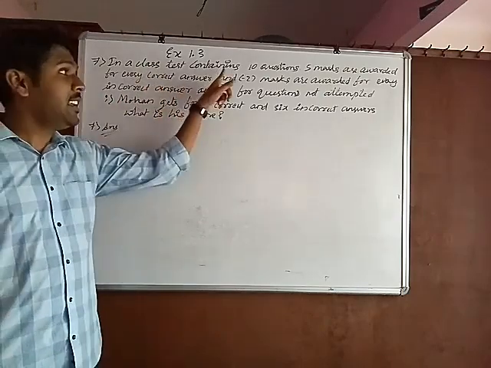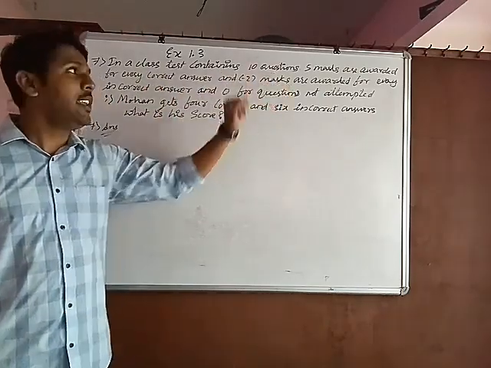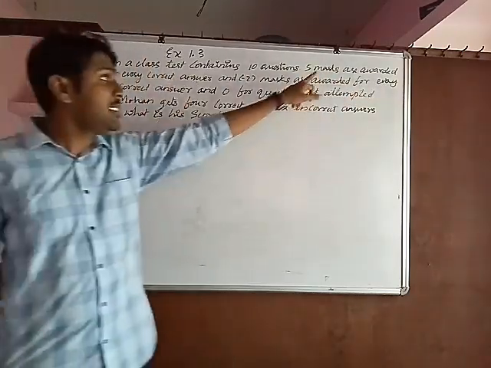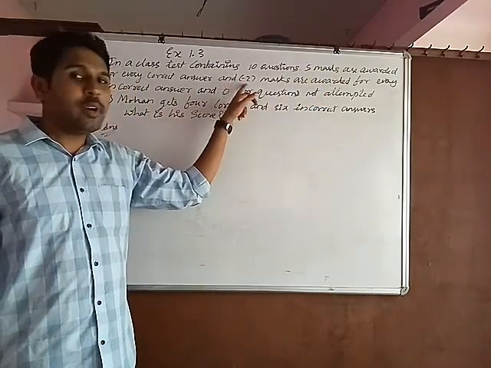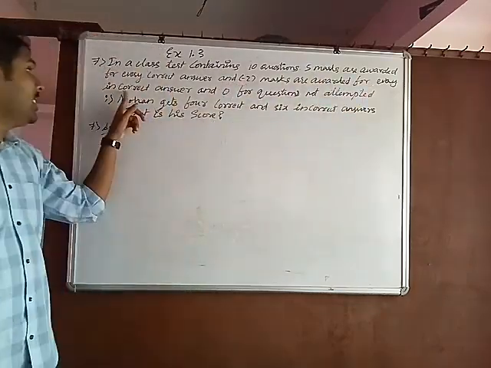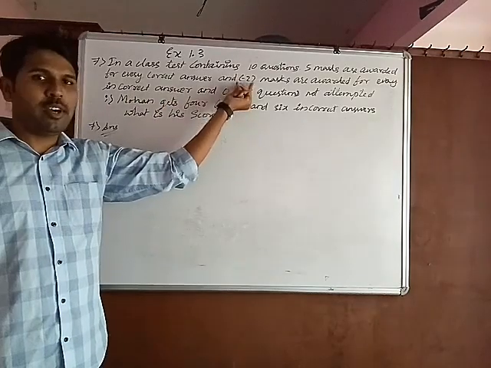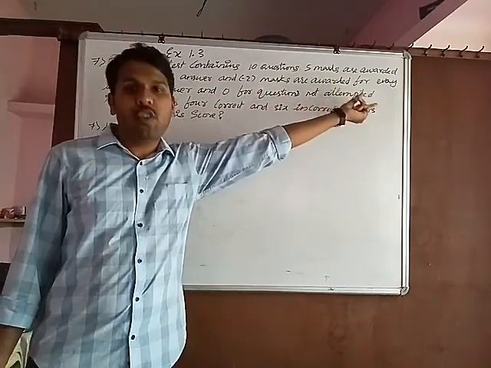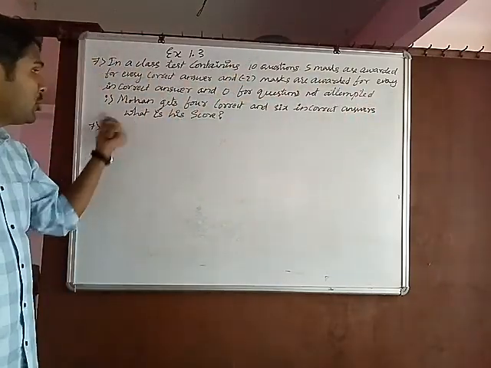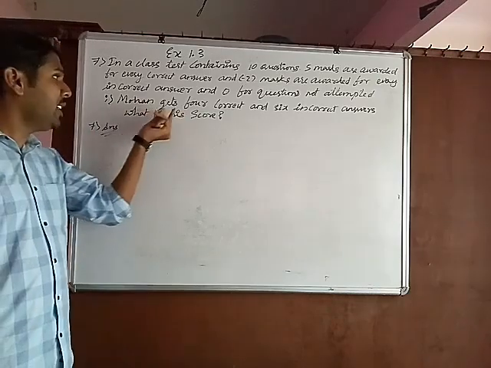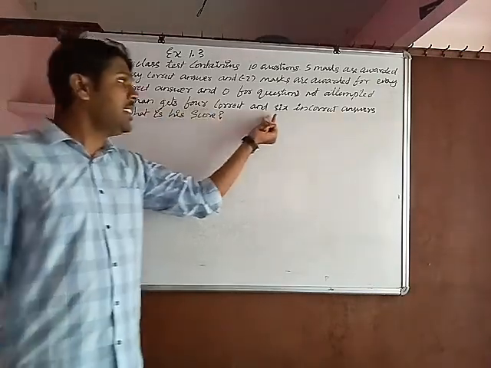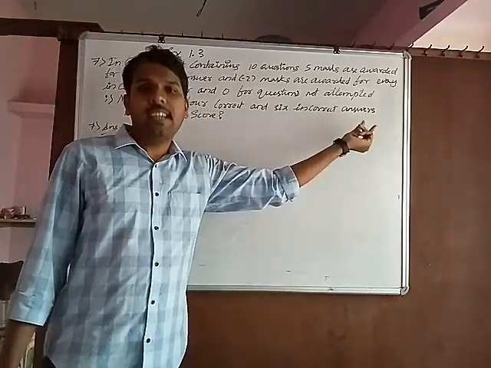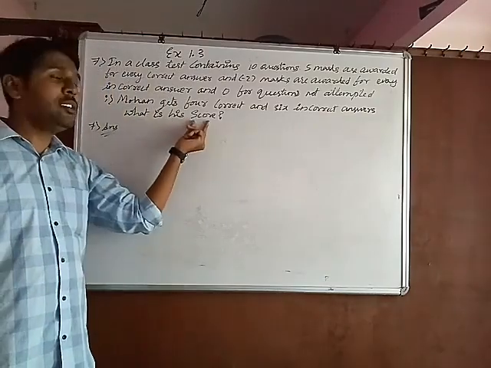In a class test containing 10 questions, total questions are 10, 5 marks are awarded for every correct answer, and minus 2 marks are awarded for every incorrect answer, and 0 for questions not attempted. Okay, this is the main question. And the first sub question is: Mohan gets 4 correct and 6 incorrect answers. What is his score?